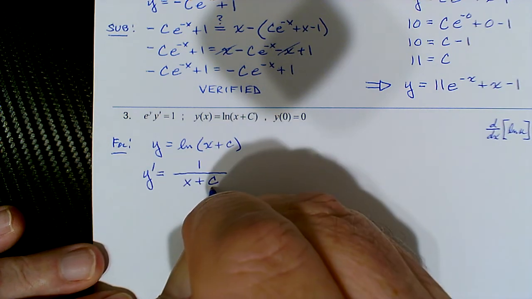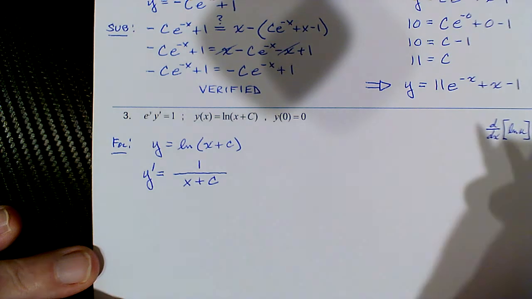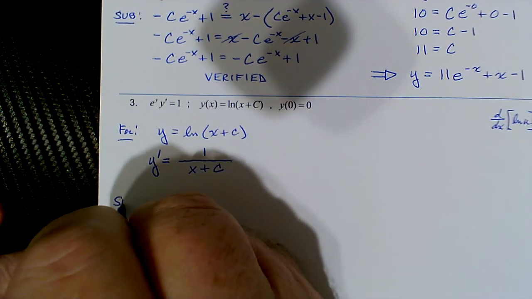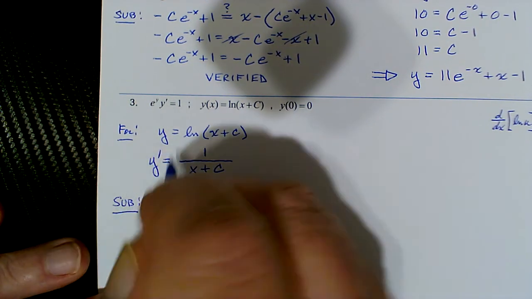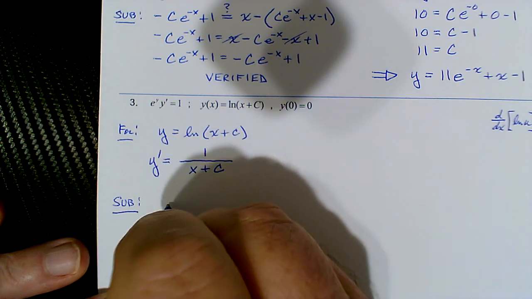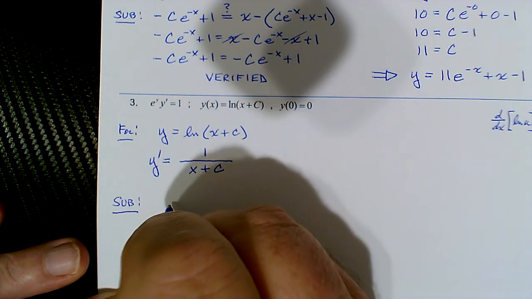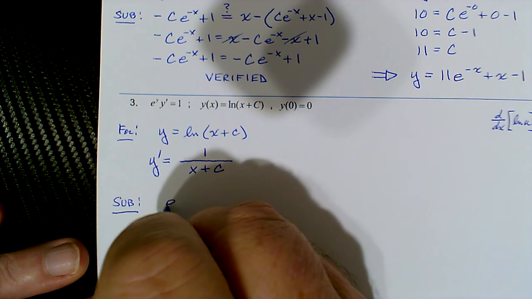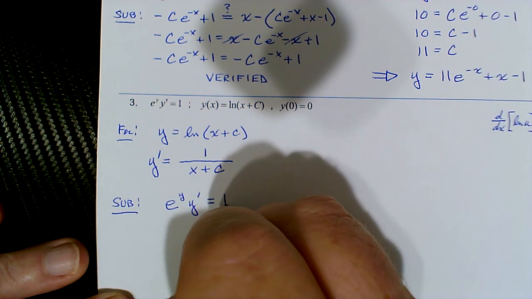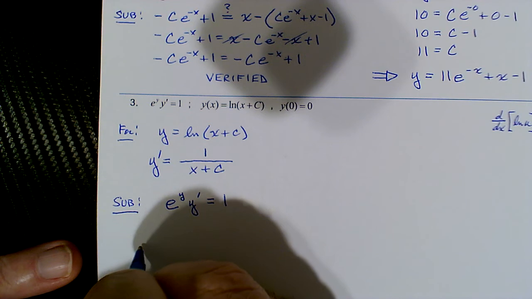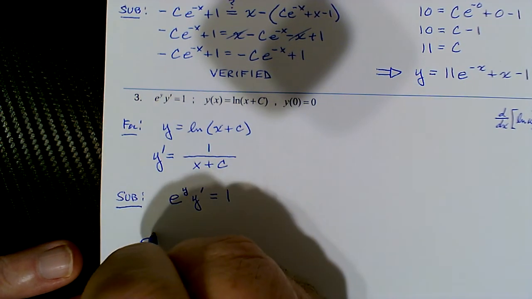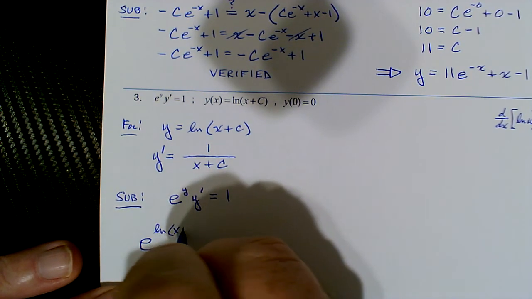Okay, and now make the substitution. Okay, we had e to the y times y prime. Okay, let me actually recopy that. E to the y times y prime has to equal 1. So now my substitution. So e to the, I have to substitute y, which is the natural log of x plus c, times y prime, which was 1 over x plus c, has to equal 1.